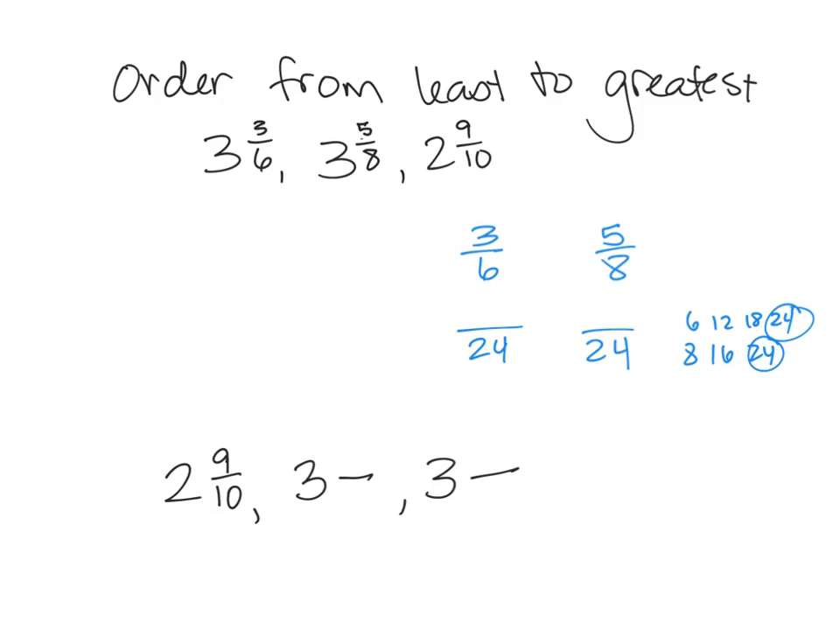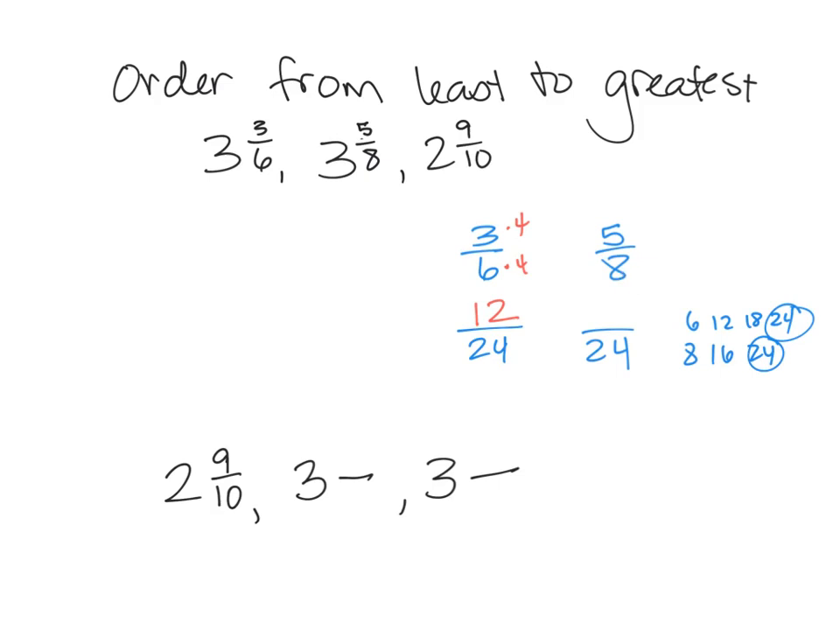All right. In order to get 6 to become 24, I have to multiply it by 4, right? So I'm going to multiply by 4 to the denominator, which I did, and now to the numerator also. Same with this one, from 8 to 24, it's going to be times 3.